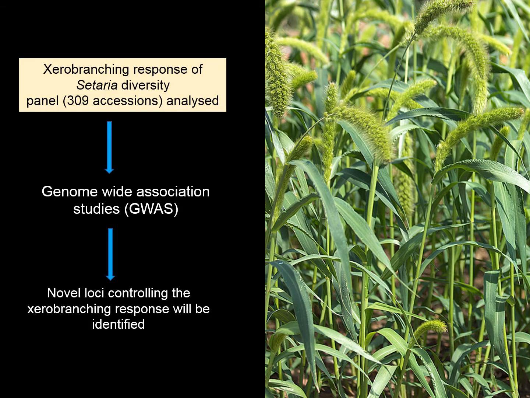So to dissect the molecular mechanism behind the zero branching response, we plan to use a diversity panel of Setaria accessions. We have a panel of 309 Setaria accessions which are sequenced, and we have very high quality sequencing data available for this diversity panel. So we decided to impose a transient moisture stress on this Setaria panel to find out the molecular mechanism behind this response.